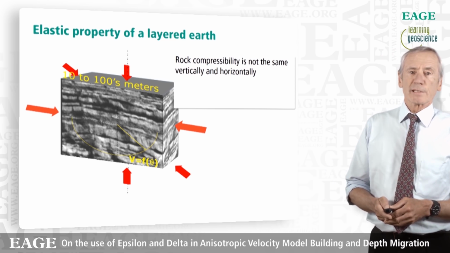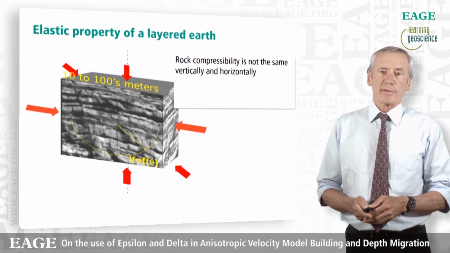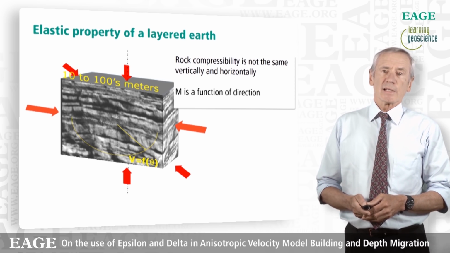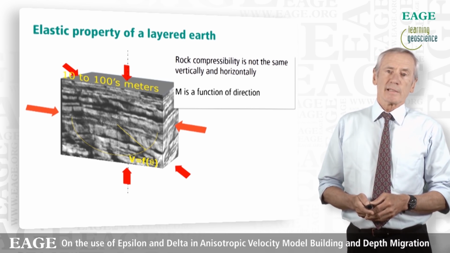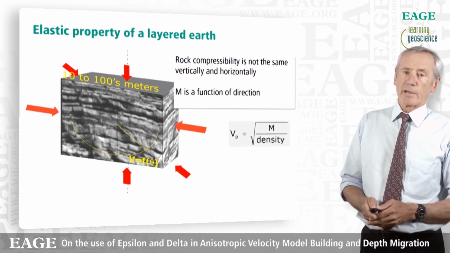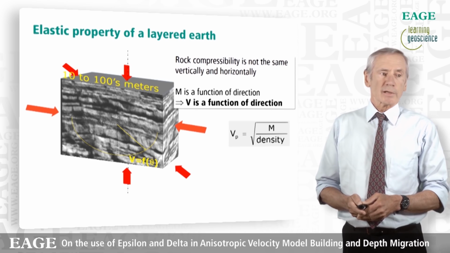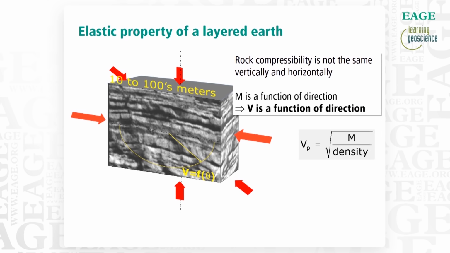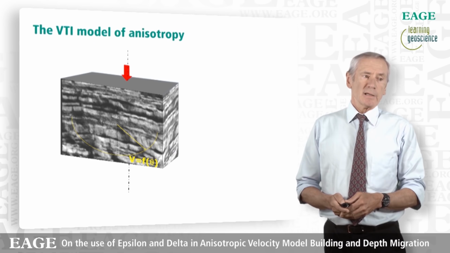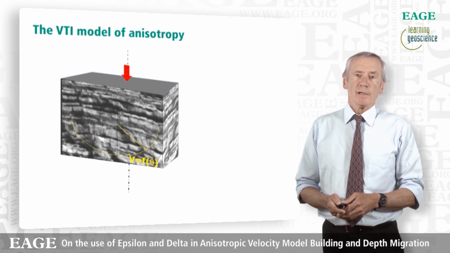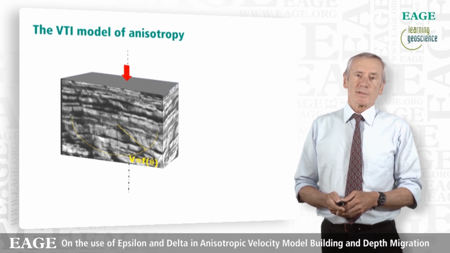Of course, if we would do the experiments at different angles, we would get different values again. So basically, what I'm deriving from that is that M is a function of direction, and since V is a function of M, V is a function of direction. So you see the importance of bedding when anisotropy is concerned. And we can define an axis of symmetry here, vertical, normal to bedding.